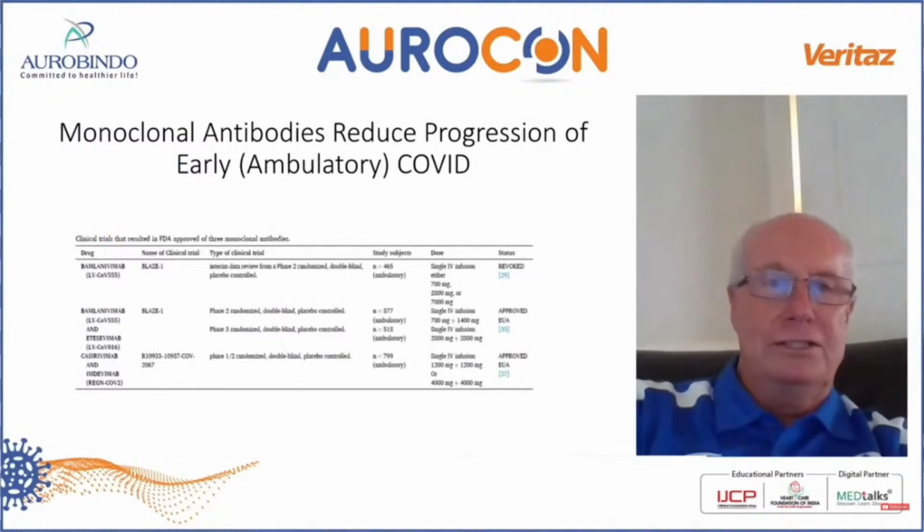The first of these is the use of monoclonal antibodies early in ambulatory COVID. There are several studies, a couple of them summarized here, that emphasize that giving monoclonal antibodies to early, not so very sick ambulatory COVID patients can actually reduce progression of disease. And that's one of the medications we use in the United States, approved by our Food and Drug Administration. Next slide.